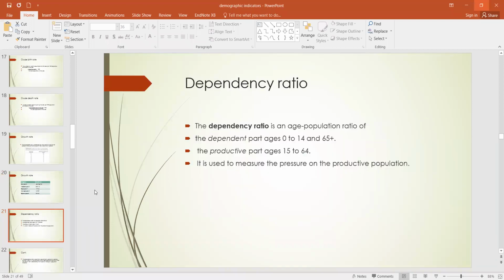Now comes the dependency ratio. The dependency ratio is an age-population ratio. Basically, in dependency ratio, there are two parts. The dependent part, in which two age categories fall, 0 to 14 years and above 65 years. And the productive part, which includes the age group 15 to 64 years. It is used to measure the pressure on the productive population.